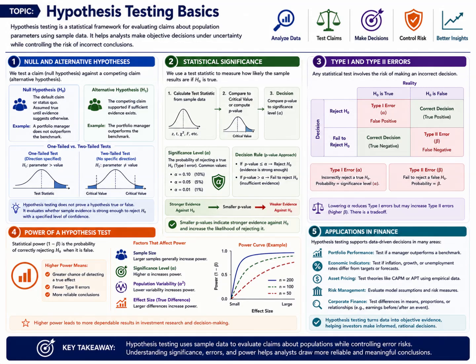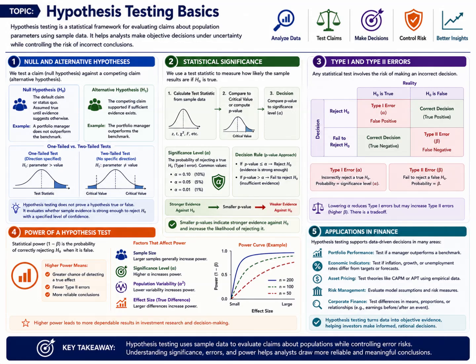The topic also explains type 1 and type 2 errors, which are key risks in hypothesis testing. A type 1 error occurs when analysts incorrectly reject a true null hypothesis, while a type 2 error occurs when they fail to reject a false null hypothesis. Reducing one type of error often increases the probability of the other, creating a trade-off in statistical decision-making. The significance level determines the probability of a type 1 error, whereas statistical power relates to the probability of correctly rejecting a false null hypothesis. Understanding these errors is critical because incorrect conclusions in financial analysis can lead to poor investment decisions and misinterpretation of market conditions.